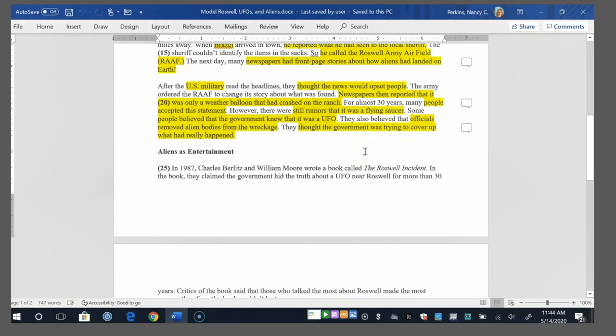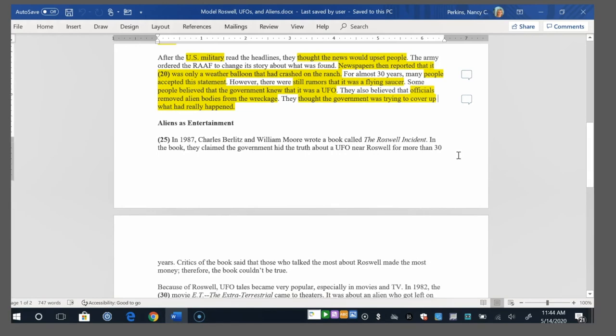So the tidbits that I captured that I thought were most important: the U.S. military thought the news would upset people, so then newspapers reported it was just a weather balloon. Many people accepted that statement, but there were still rumors that it was a flying saucer, and some people believed the government knew it was a UFO, they believed that alien bodies had been removed, and they thought the government was trying to cover up what really happened.